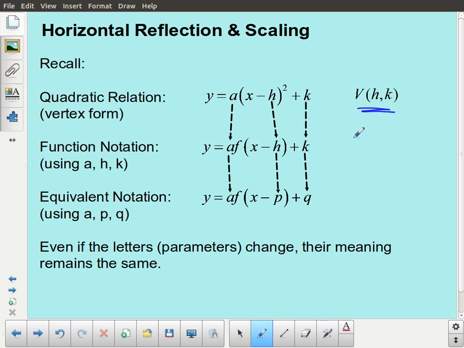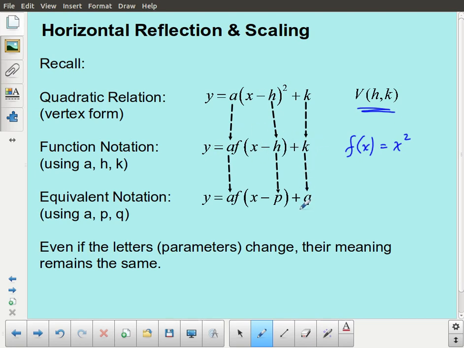If we say that f of x is equal to x squared, in other words, we are defining our function to be the quadratic function, then I can take these same transformations and apply them to the function. So for example, if f of x is equal to x squared, then f of x minus h is just x minus h all squared. Then I multiply by a, and then when I have my result from that, I add k.